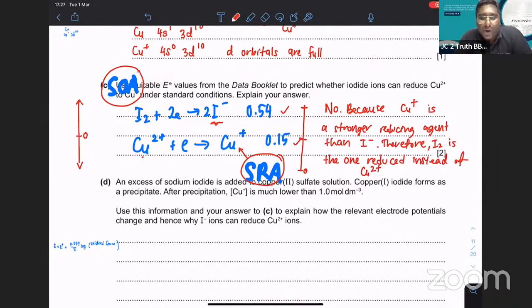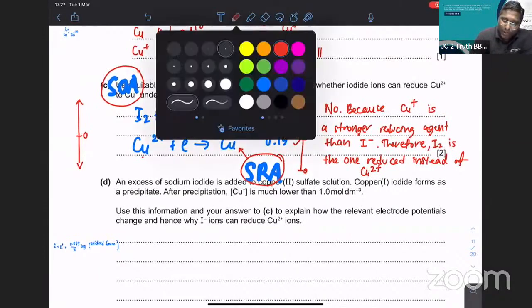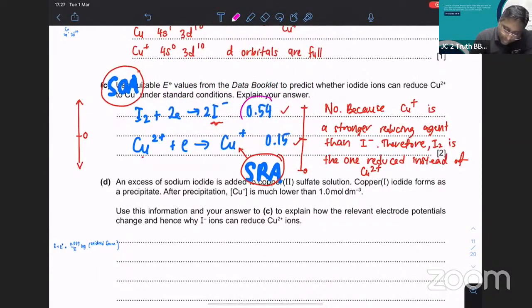But of course, you need to give the values. Make sure when you explain this, you write down the values, you arrange them properly, then you tell why, because it has this value and so on. But this one must be there.